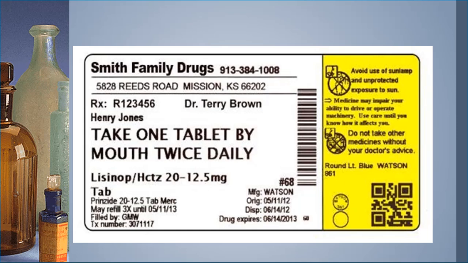All right, so this prescription label has all the details required by law, and this one makes sure that the patient is called Henry Jones. It means that if you are not Henry Jones, you are not taking the medicine. Labeling medicines well helps us to reduce irrational use of medicines.